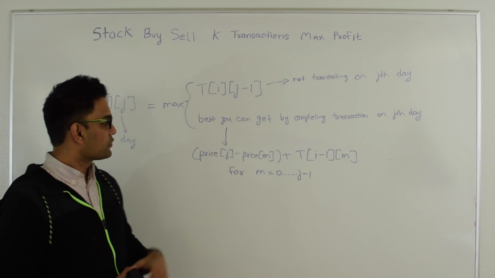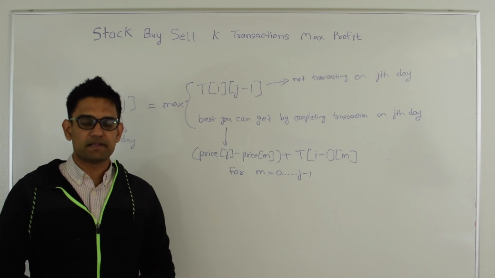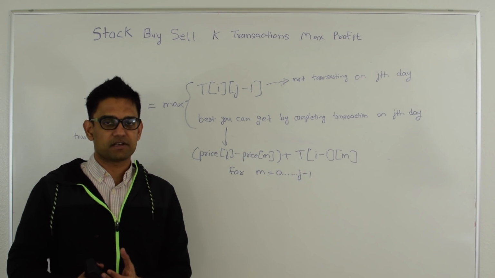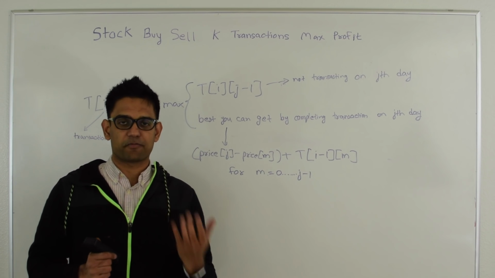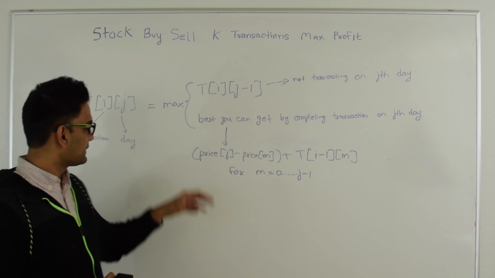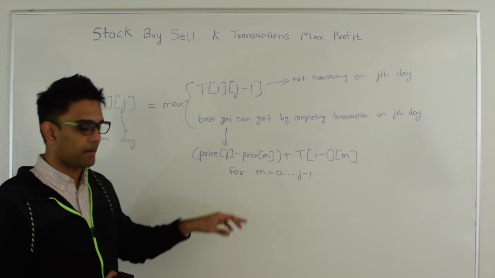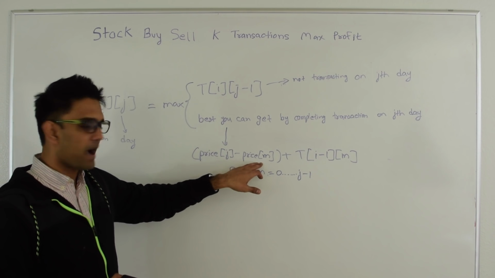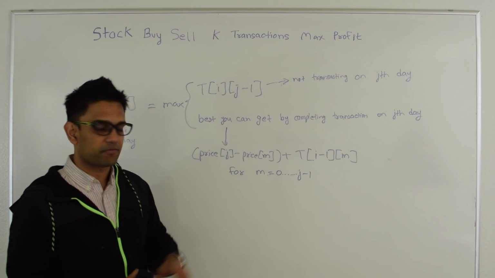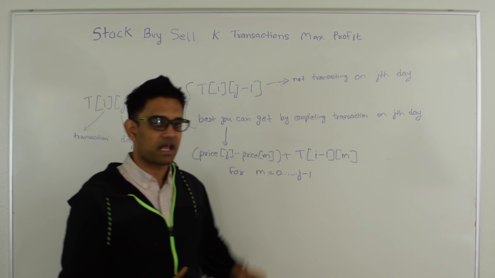So to complete a transaction on the jth day, it means that you have to sell on the jth day. So if you're selling on the jth day, it means that you have to buy on one of the days before the jth day. So let's say that day was m. So the value you can get is price of j minus price of m, because you're buying at price m and selling on the jth day. So price of j minus price of m plus T[i-1][m].